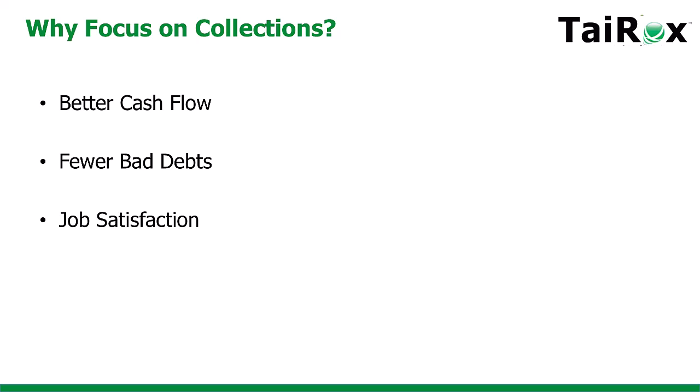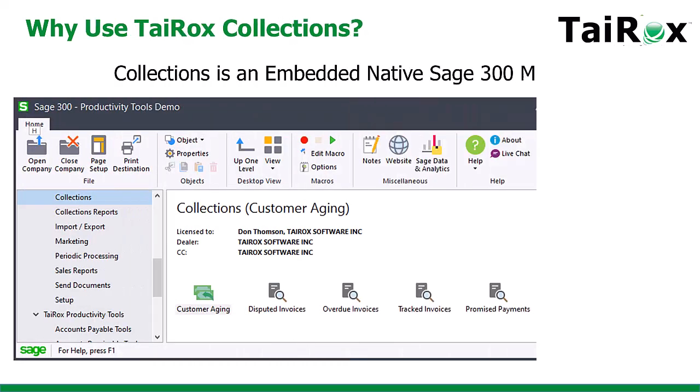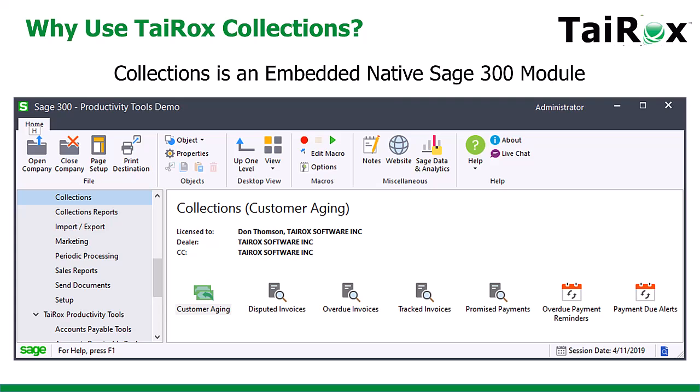In the Sage 300 world, it is common for one collections person to do the collections work as a small part of their accounting job. We've also seen collections customers with 3 to 5 people who do nothing but collections. Getting organized works for both situations. Tracking all communications helps one person pick up where they left off and helps many people see what others have done. Why use TaiRox collections?